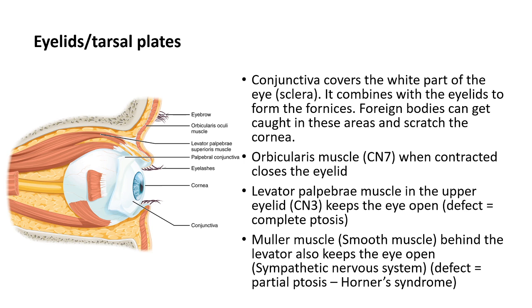And another muscle called Mueller's muscle behind the levator is innervated by the sympathetic nervous system. This muscle also functions to keep the eye open. Defect of this muscle due to Horner's syndrome can cause partial ptosis, and this is in comparison to the levator muscle's complete ptosis.